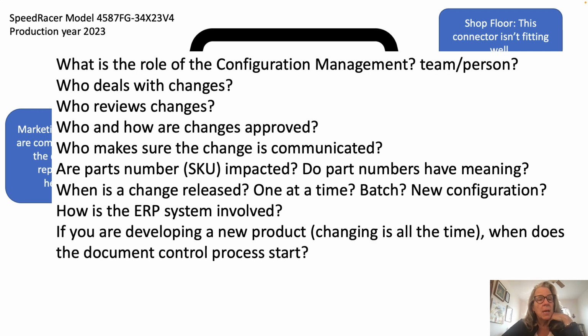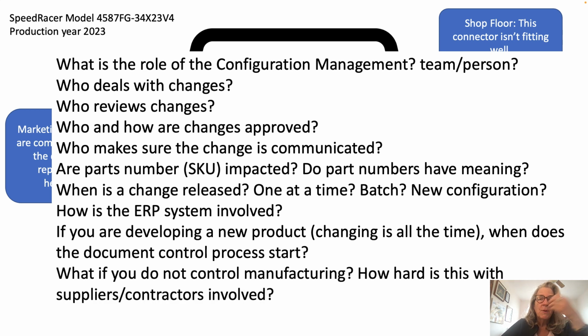But then there are other questions. If you're developing a new product, which is changing all the time because you're tinkering with it, you're prototyping it, when does the document control process start? When does configuration management come into place? And then the last question I have, which is not exactly the last question, there's still a lot of questions. What if you do not control manufacturing? In the sense that you don't have it within your operations setting, how hard is it to do this configuration management with suppliers or with contractors who are making your parts?